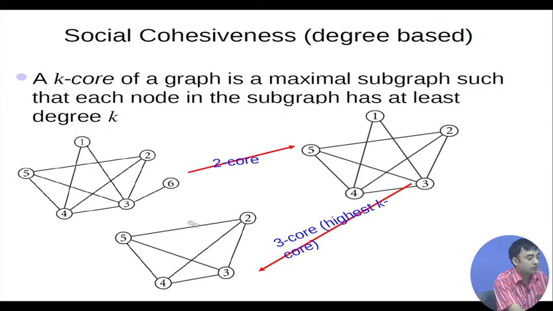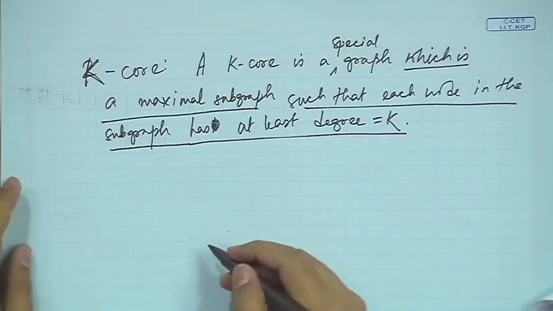Okay. And so, therefore, this is a 3 core for the original graph, and this is actually the highest core that you can build from the source graph. Okay. So, this is another notion of degree based cohesiveness of graphs. So, to recapitulate, what are the different measures that we have learned?